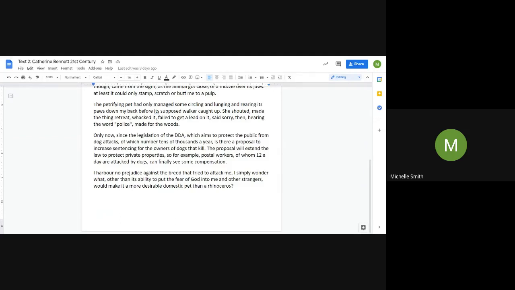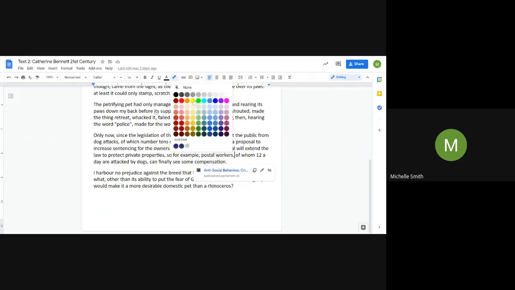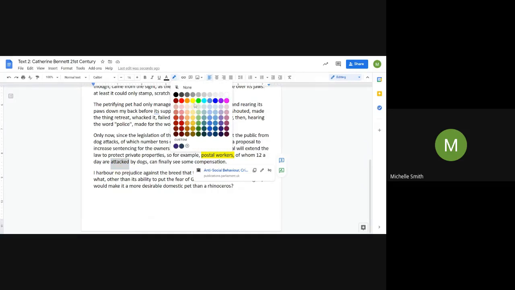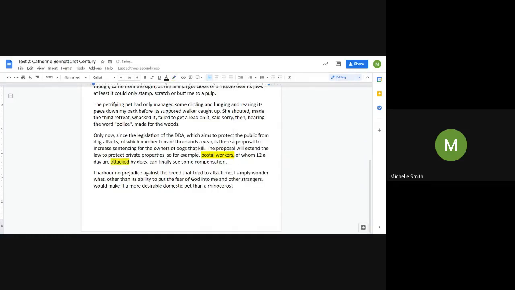I can see attacked. So I can see attacks. And I found postal workers. So this here hasn't highlighted that. Why haven't you highlighted? Highlight tool. There we go. So postal workers, and then if I keep reading, of whom 12 a day are attacked by dogs. So we've got that word attacked as well. So if you'd not found the postal worker, perhaps you might have found attacked. And the answer is there, isn't it? It was 12.